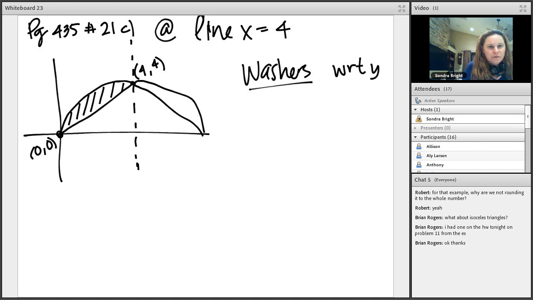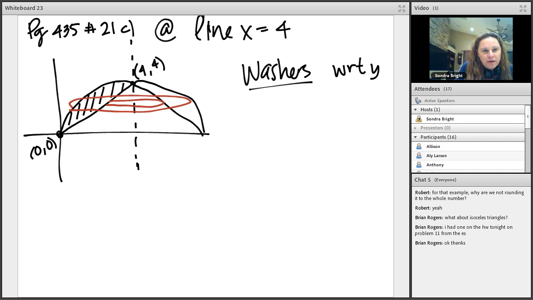So let me show you: when you do a slice, that is your outer, and then your inner is like that. There's your washers. You have to do it with respect to y. Now, how you subtract is you have to do it from the part that is the original, the shaded part.